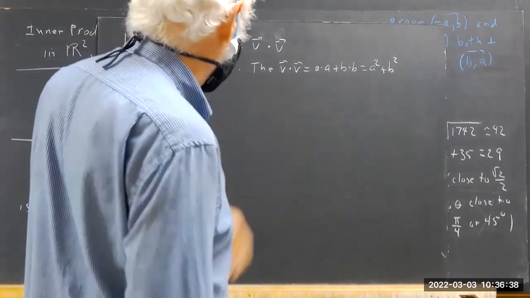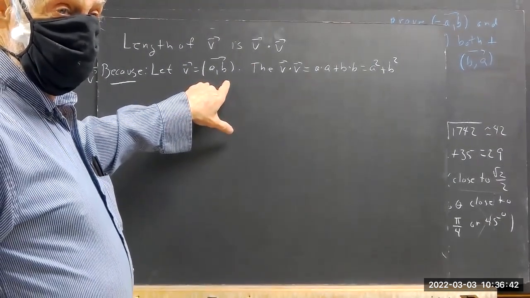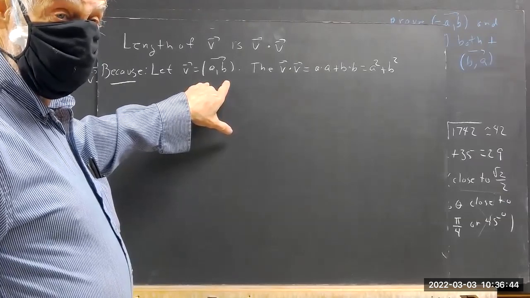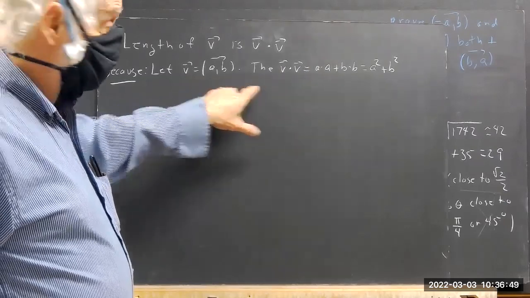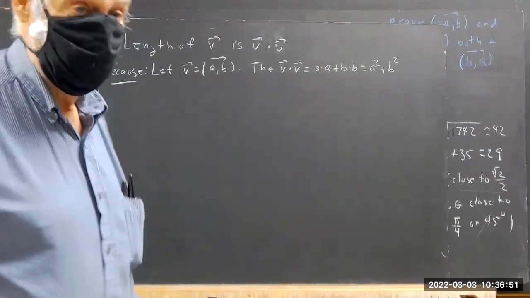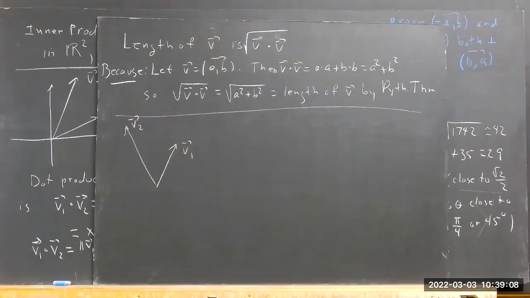My statement is false. What's the length of this vector? That's the Pythagorean theorem: the square root of a squared plus b squared, right? This is not the square root of a squared plus b squared. Oh man, I'm not sure I recorded any of that. Let's see.